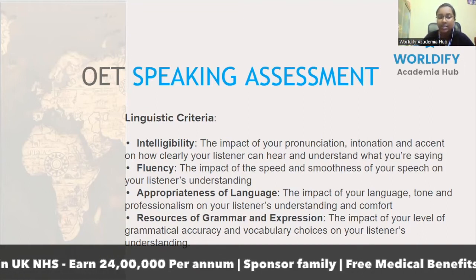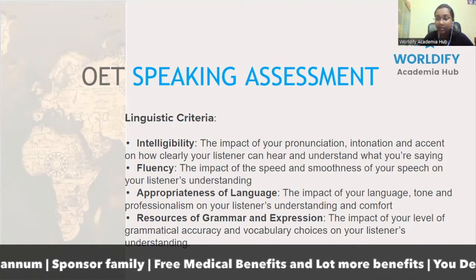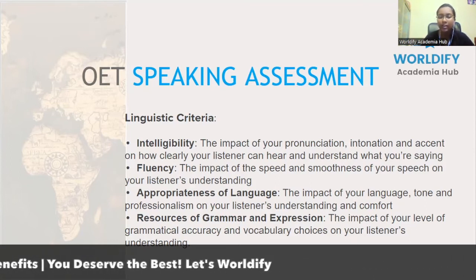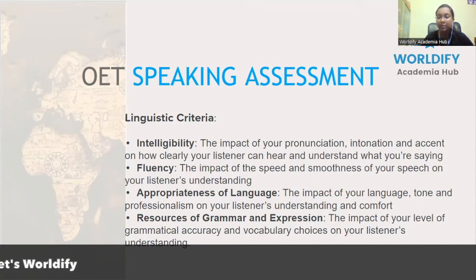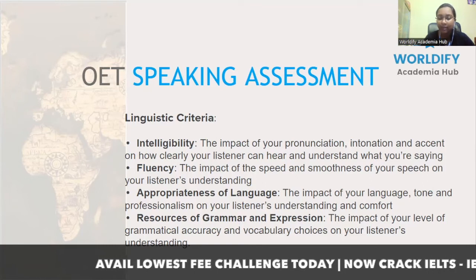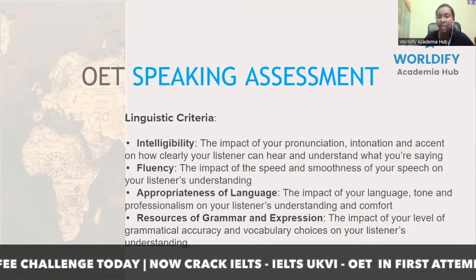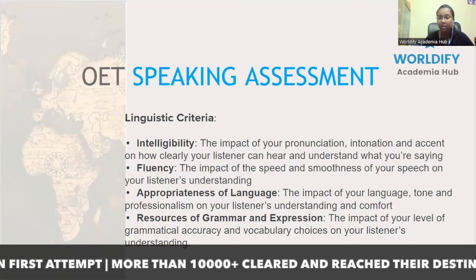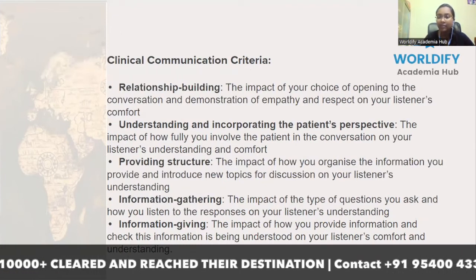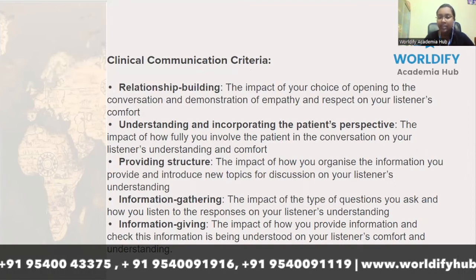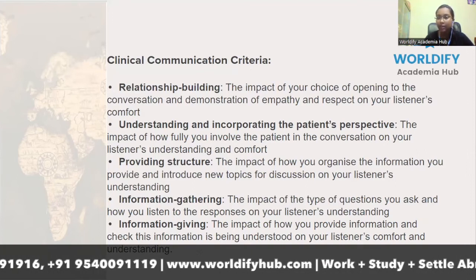So that's intonation. Next one is fluency. Are you stammering in the middle? So how is your language? Is it fluent enough for the listener to understand? That is more important. Next, appropriateness of language. They check the impact of your language, the tone, the professionalism that you maintain throughout the language. All these things are important. Next one is uses of grammar and expression. Here your grammatical accuracy, vocabulary choices, all these things play an important role, and all these things are assessed as well. After linguistic criteria, we have clinical communication criteria. We have relationship building. In relationship building, the important thing is the rapport that you build with your patient, right?